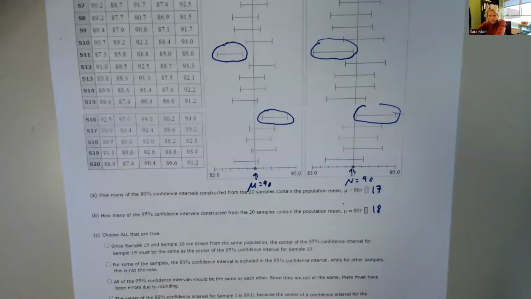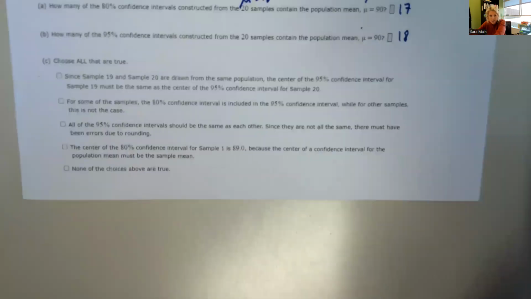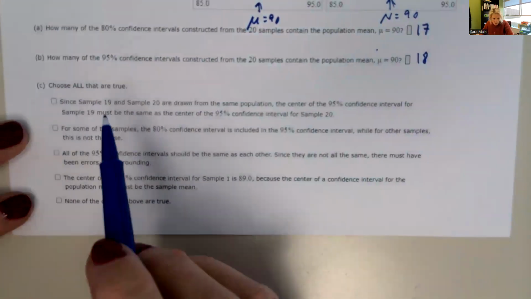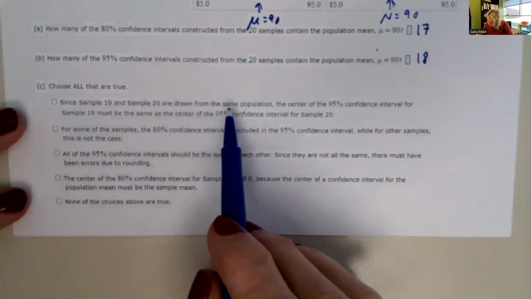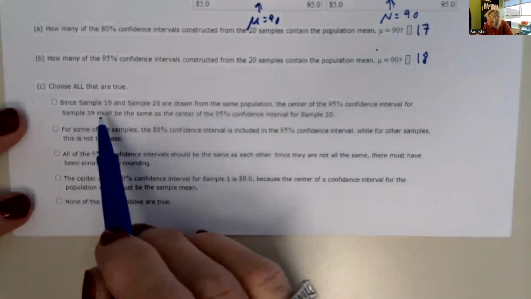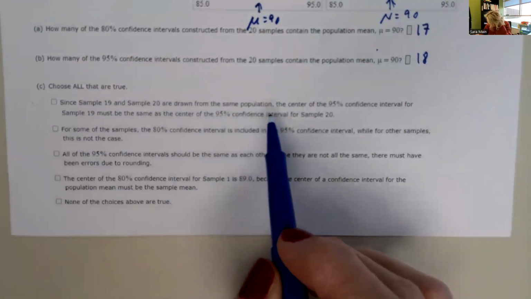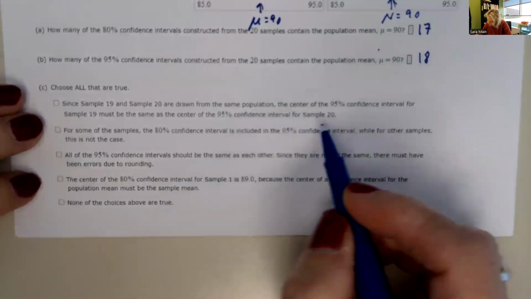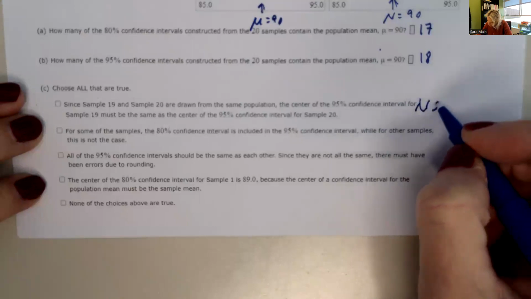So let's go and look at the questions that they ask at the bottom. These are going to vary from question to question, so don't trust that they're always going to ask the same thing. So for this particular one, it asked me, since sample 19 and sample 20 are drawn from the same population, the center of the 95% confidence interval for sample 19 must be the same as the center of the 95% confidence interval for sample 20. And that is not true. They're different samples, so that's not true. So I'm not going to check that.